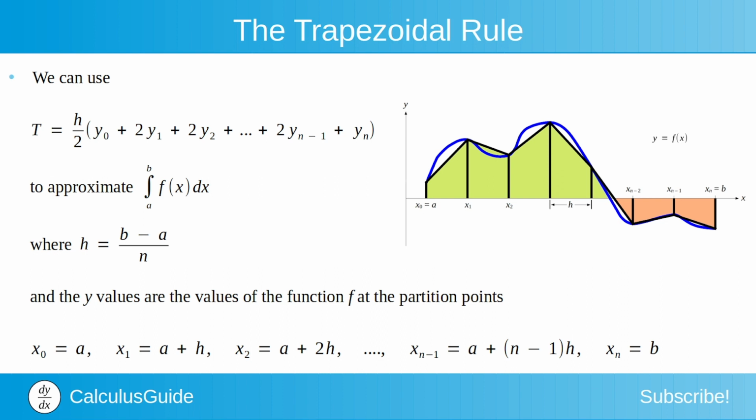The y values are the values of the function f at the partition points, with x0 equal to a, x1 equal to a plus h, and x2 equal to a plus 2 multiplied by h, and with x(n minus 1) equal to a plus left bracket n minus 1 right bracket multiplied by h, and xn equal to b. I'll discuss and explain this rule further now.